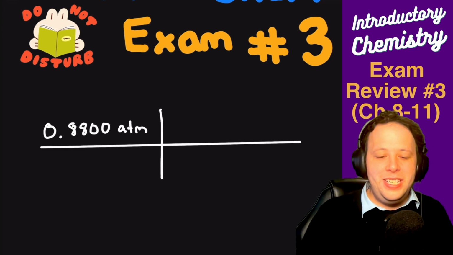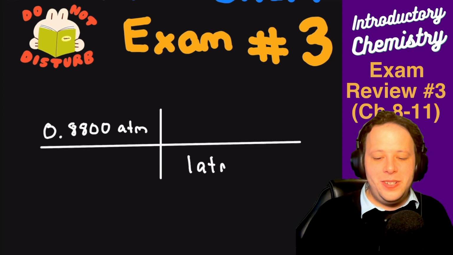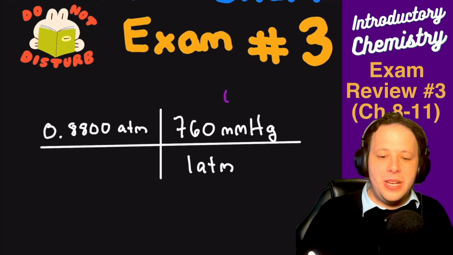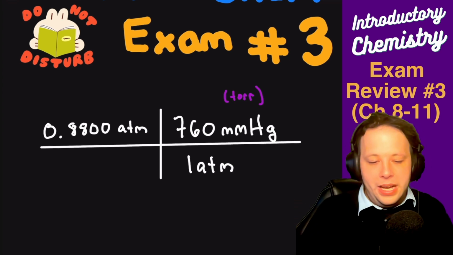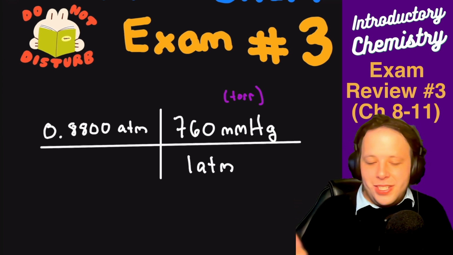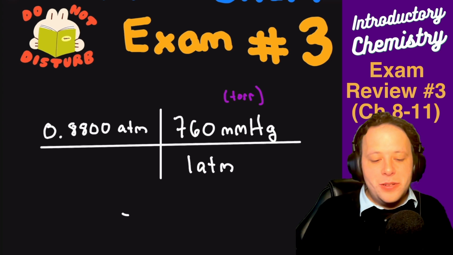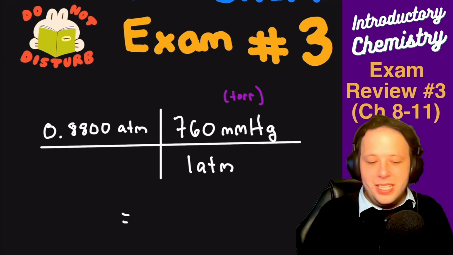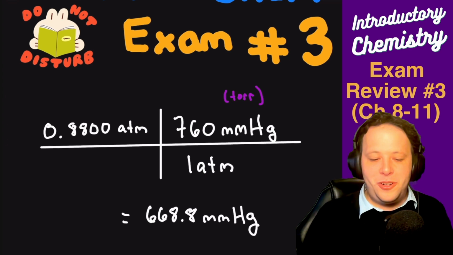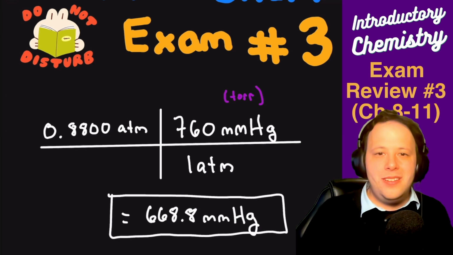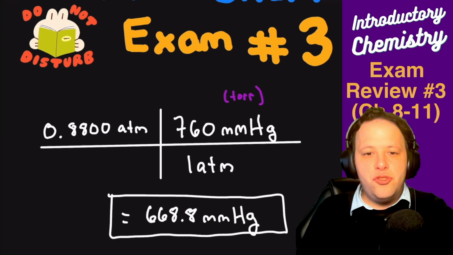So we set up our little T table, and 1 atmosphere is 760 millimeters of mercury. Just a little reminder too, that's also equivalent to torr, in case you had to do a torr conversion or something. So when we multiply those two together, 0.8800 times 760, you would get about 668.8 millimeters of mercury. That would be your answer. Okay. Not too bad, hopefully.